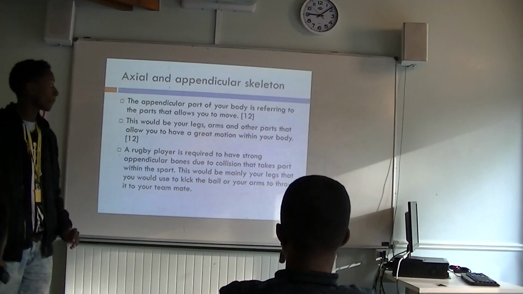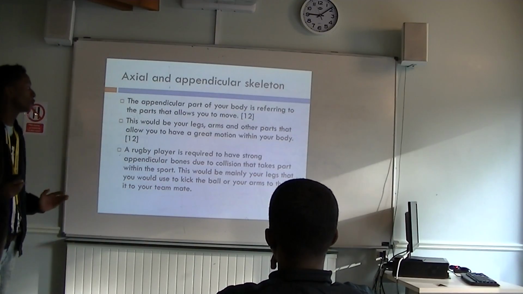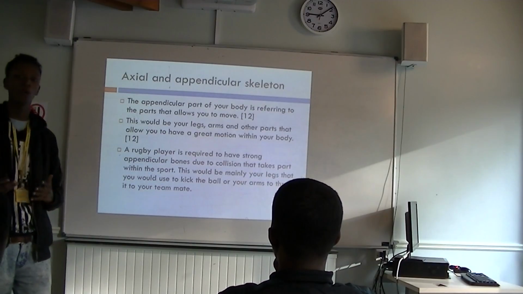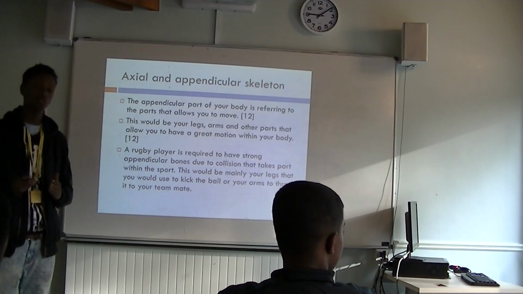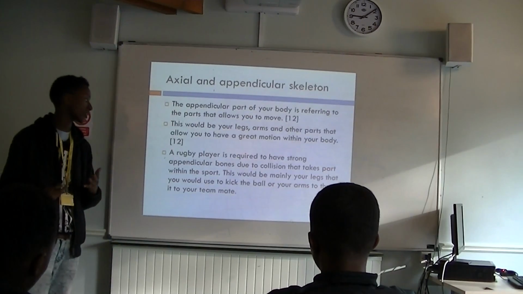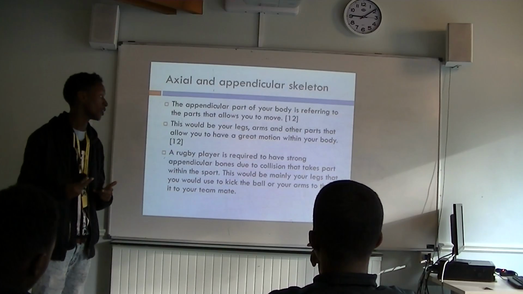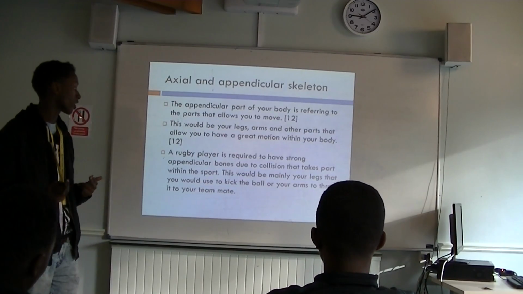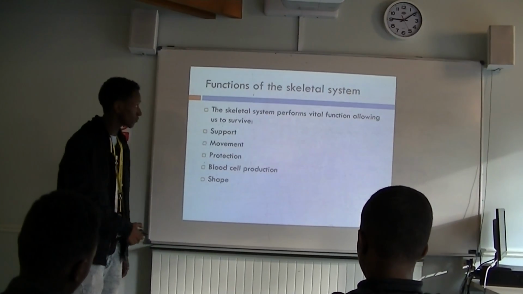The appendicular part of your body refers to the parts that allow you to move. This would be your femur and your humerus and other parts that allow you to have great motion within your body. A rugby player is required to have strong appendicular bones due to the collision that takes part within the sport. This will basically be your femur that you would use to kick the ball, and your arms to throw the ball to your teammate, for example.